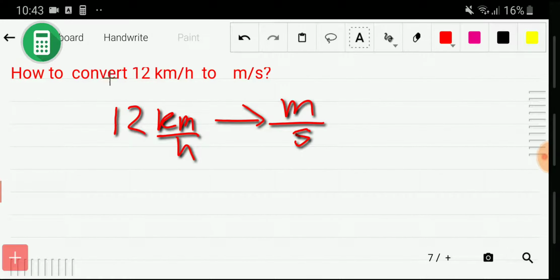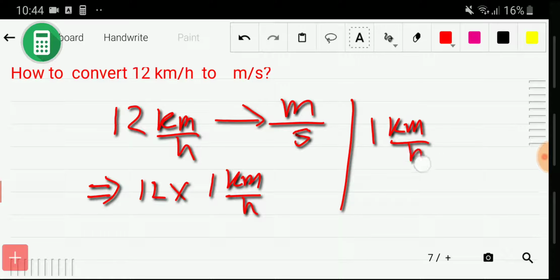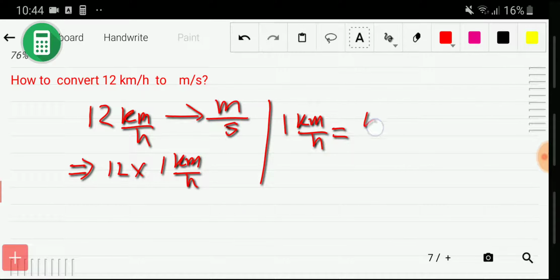So I can rewrite this as 12 times 1 kilometer per hour, right? I am just rewriting this. Now we have to search for the relationship between kilometer per hour and meter per second. So we know 1 kilometer per hour is equal to 5 by 18 meter per second. That is the general equivalence between kilometer per hour and meter per second.